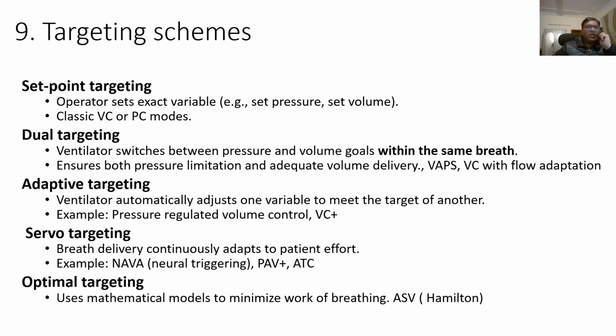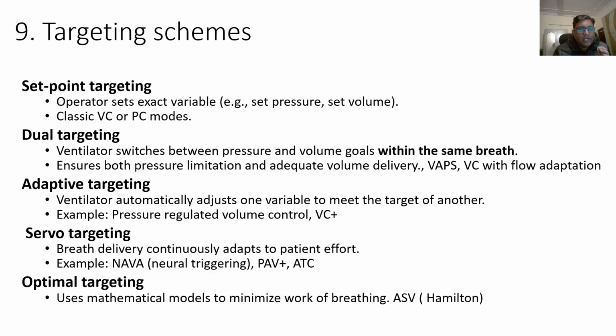So this is where I left off. This is where we left off in the last video. We've already seen breath control variables, pressure and volume. Then we have seen the three breath sequences, CMV, IMV, and CSV. Now, the last thing is the targeting schemes. That also gives us various combinations of various modes that we see.